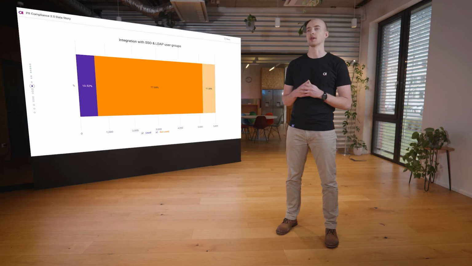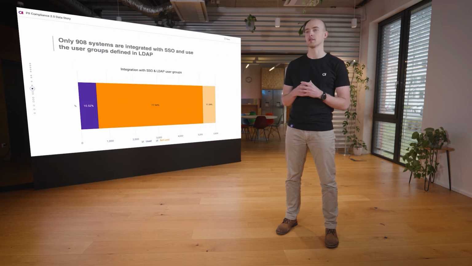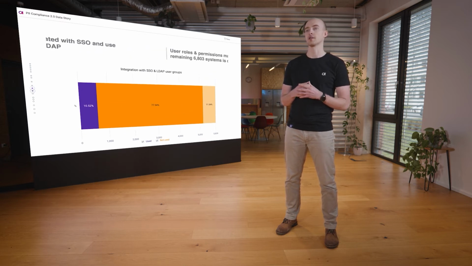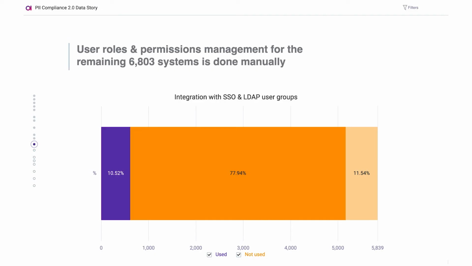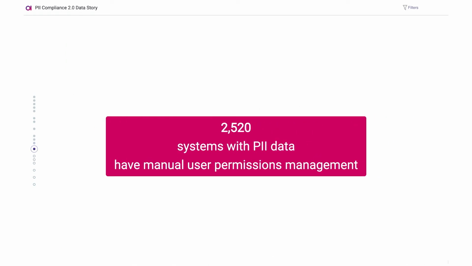Another important aspect is access management. You can see that only a fraction of the systems is integrated with the company single sign-on and using the user roles defined in the LDAP. This means that the user and permissions management for almost 7,000 systems is done manually, which presents a huge security risk. And out of those 7,000 systems, 2,500 contain PII data. So the threat there is even bigger, and the access management for those systems will have to change.